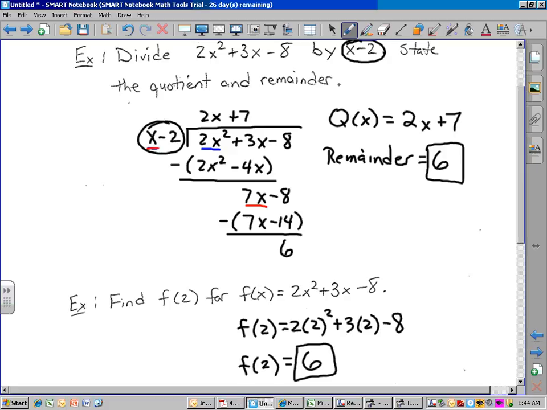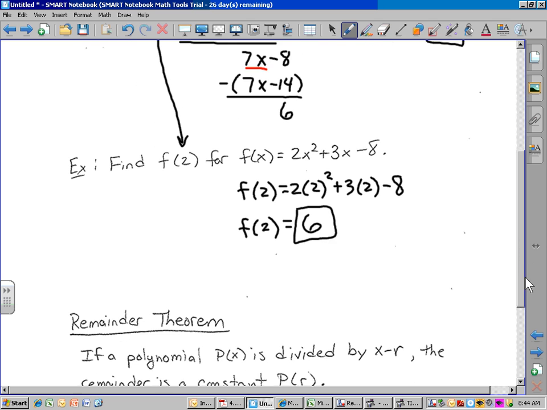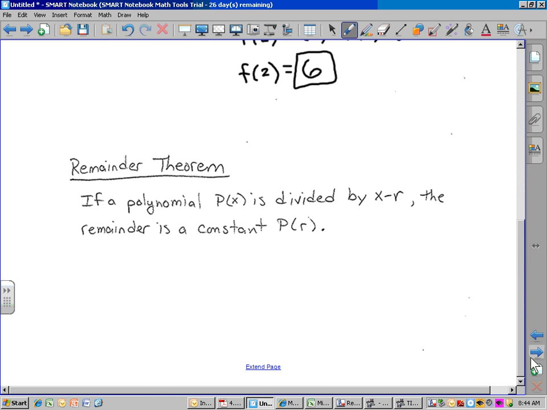Okay, it's also right here. We have x minus 2. So we're seeing that this is the opposite number being put into the function. That's giving us the remainder. So we can now state what the remainder theorem is. The remainder theorem says if a polynomial p of x is divided by x minus r, so it must be of the form x minus r, the remainder is a constant, p of r. So as you can see, we have x minus r. The opposite of that, positive r, is what we plug in to find the remainder.